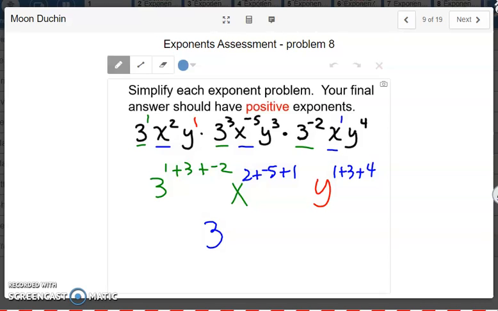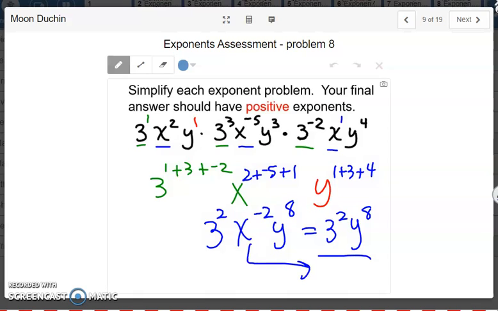So the 3 has a final exponent of 2. 1 plus 3 is 4, 4 plus -2 is 2. The x has a final exponent of -2. And the y has a final exponent of 8. So the 3 squared, which you could also make 9, times y to the 8 stay in the numerator, and then the x goes to the denominator since the exponent is negative. So that's the conclusion of the first test. Again, 24 points just like the original. Each problem is worth 3 points.